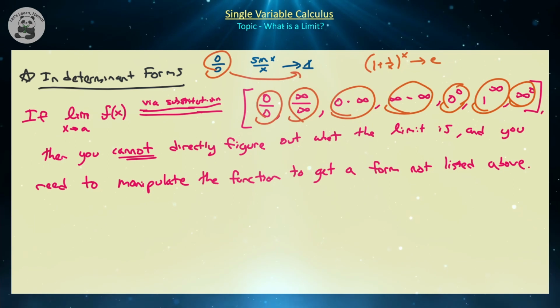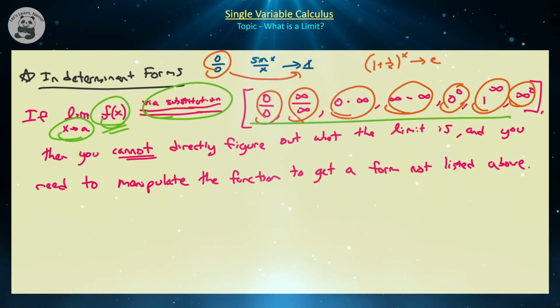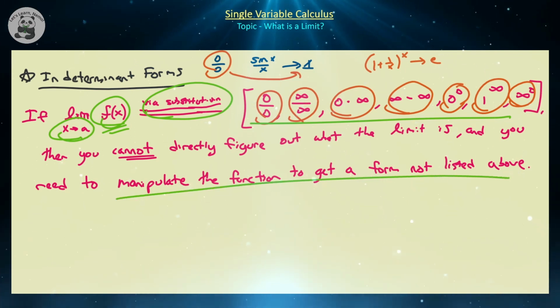So every time you see these things, don't try to assign a number to them because it's likely that you're going to be making a mistake. So in any of these forms, when you start substituting the limit point of interest into that functional representation f of x, and you get these expressions, which we call, again, indeterminate forms, then you cannot directly figure out what the limit is, and you have to manipulate the function to get a form that is not listed above.